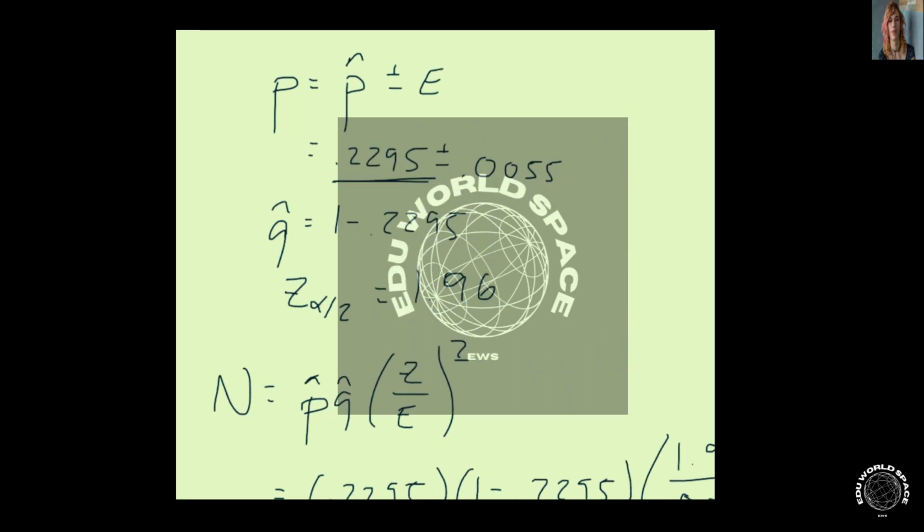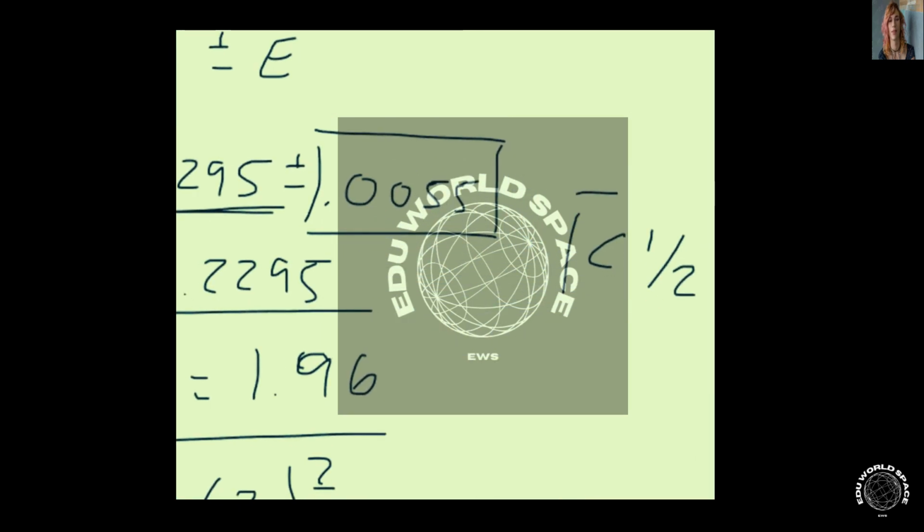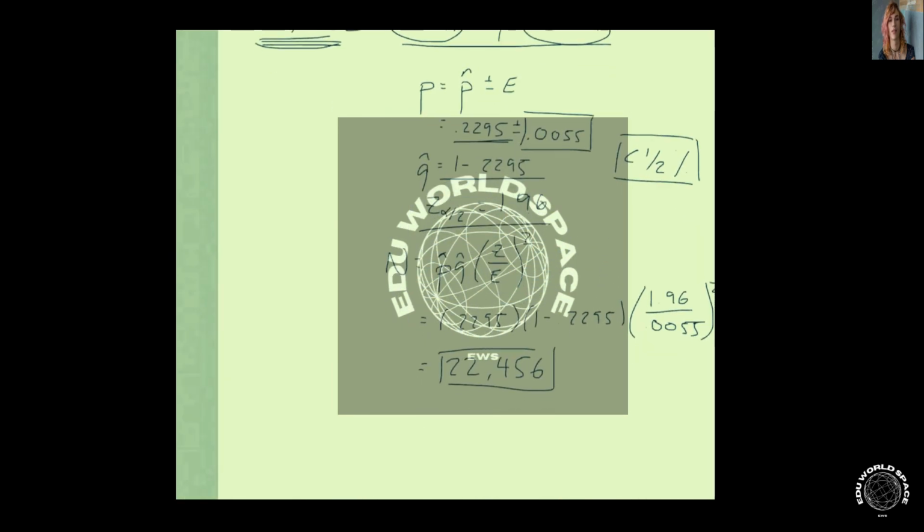P looks pretty normal, so does Q, and Z is the same as usual, but let's look at the standard error. This is tiny. This is less than 0.5%, which is a really slim margin of error, especially for a 95% confidence interval. So because we've really shrunk down the possible error, we need a huge sample size to get this.